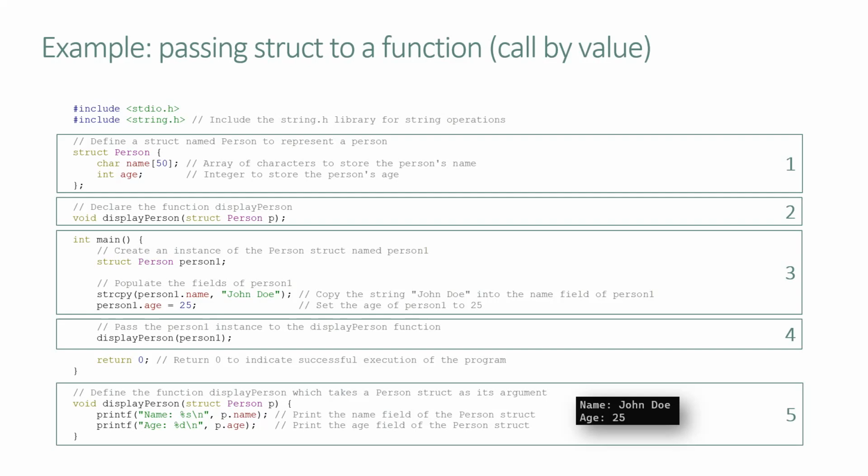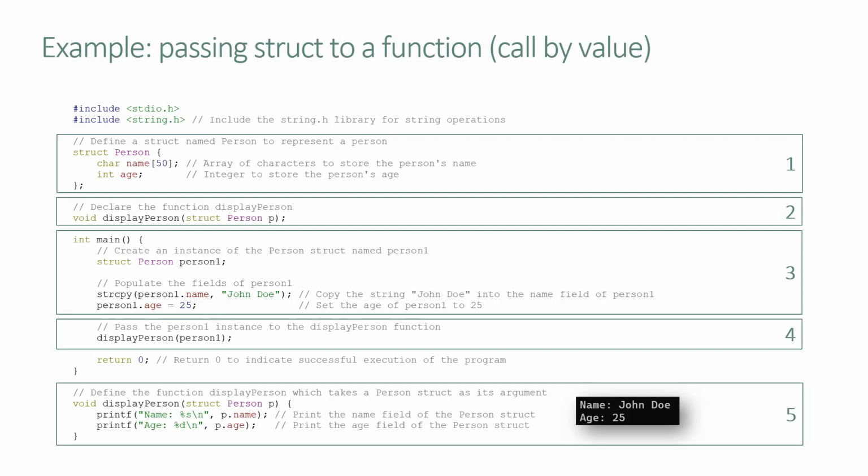2. Next, there's a declaration for the displayPerson function. It's like a mini presentation tool that takes a person struct and shows what's inside it. 3. In the main function, which is where our program starts and does its thing, we make a new person named person1. We then fill up person1's compartments with a name, John Doe, and an age, 25. Think of it like labeling and filling up our box.